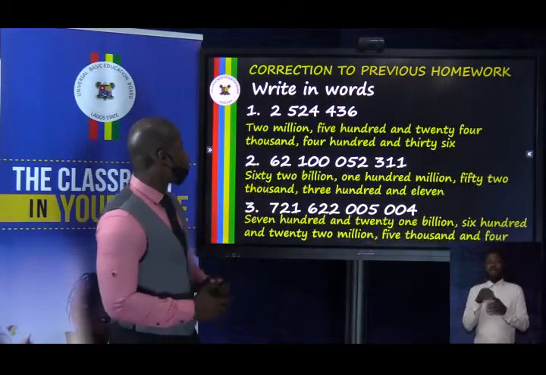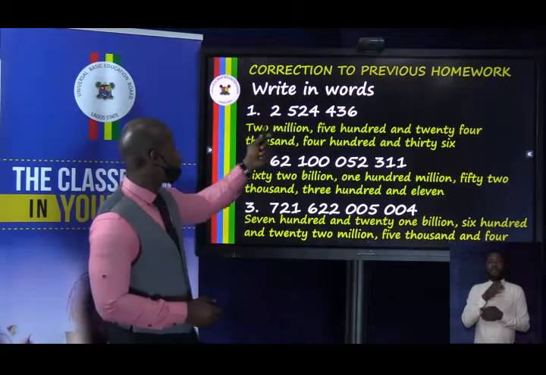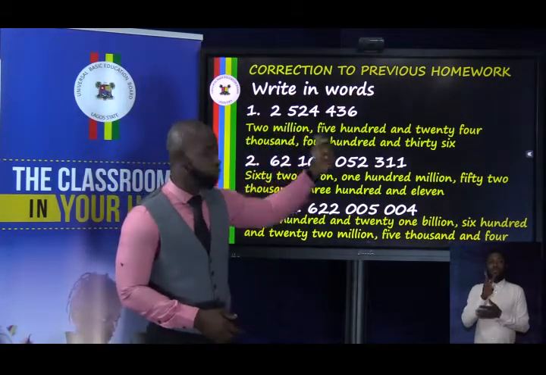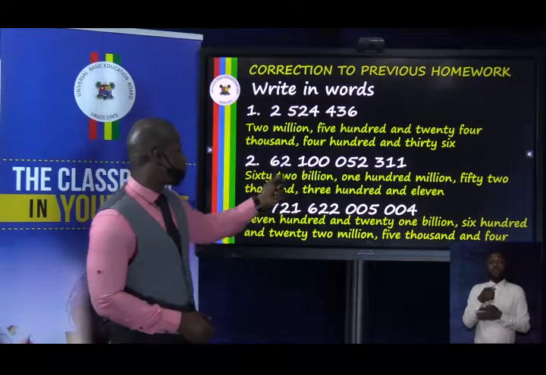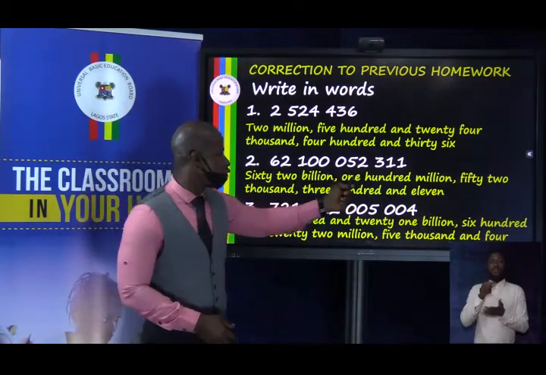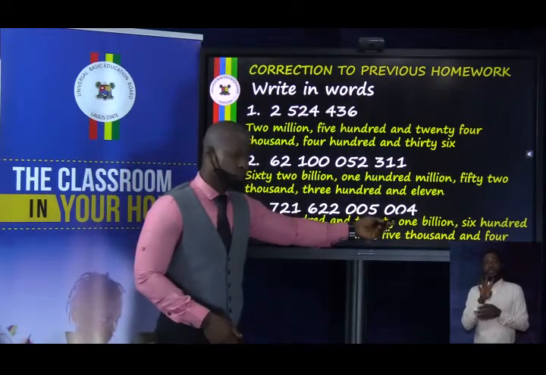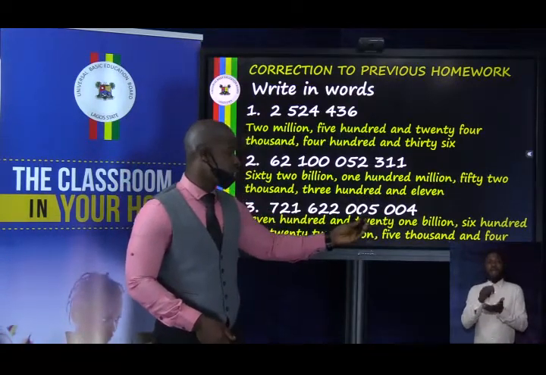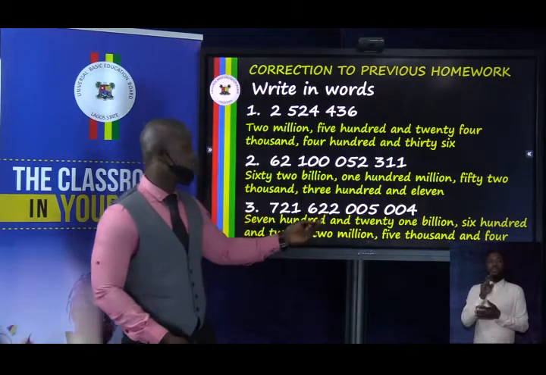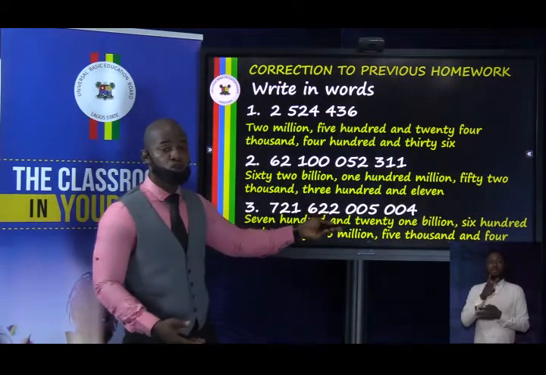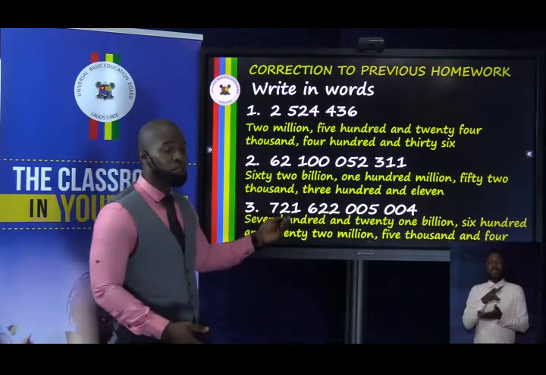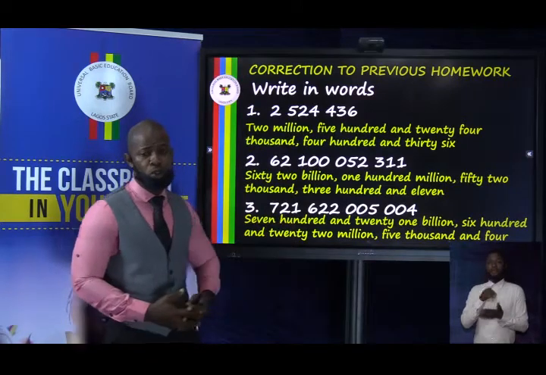So final answers come out. I have 2,524,436. I have 62,100,052,311. And this one, 4 is under units, and that's just 4. 5 is under 1,000, and that's 5,000. 622 is under million, that's 622 million. And 721 is under billion, that's 721 billion.